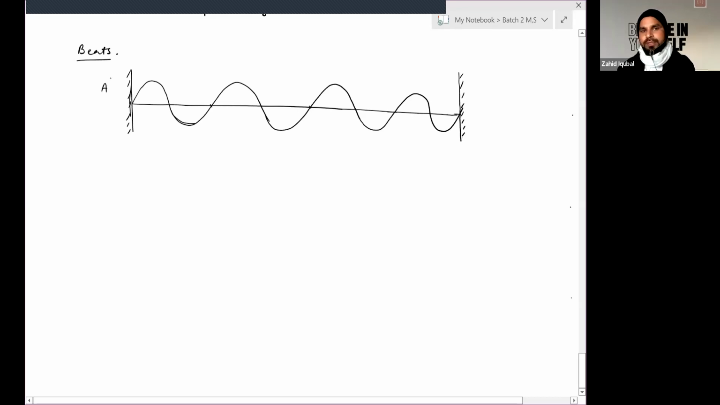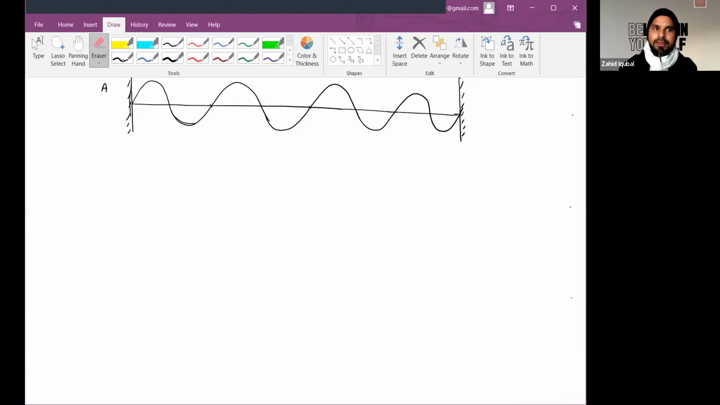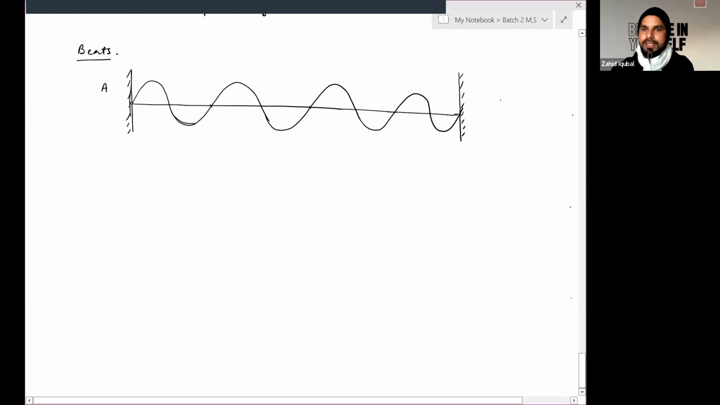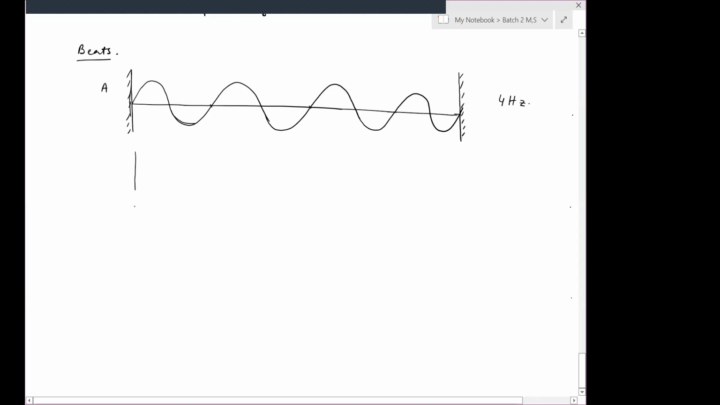Samaira, how do we define the frequency of a particular wave? Just count the number of complete oscillations. It starts from this point and completes at this. So it will be one oscillation, two oscillations, three oscillations, and four oscillations. The number of oscillations made by a wave in 1 second is called its frequency. So we can say it has 4 hertz frequency. Is it clear? Yes, sir.